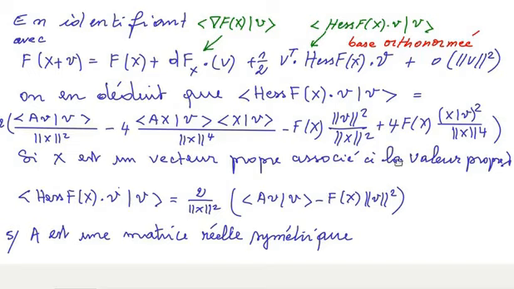So the second term and the fourth cancel each other out. And thus the expression reduces to 2 over the norm of x squared times the first plus the third. That makes Av scalar v minus f of x norm of v squared. Here is the expression of the Hessian of f at a point x, which is a critical point.